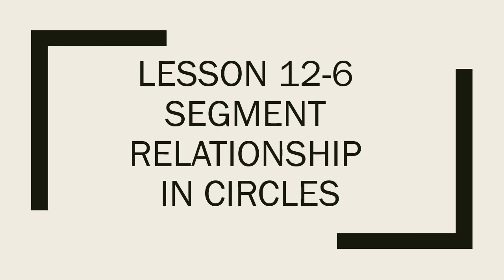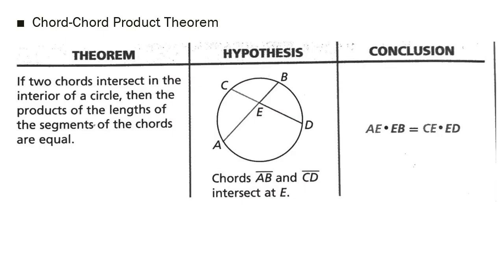All right, this is lesson 12.6, segment relationships in circles. All right, so the chord-chord product theorem. If two chords intersect in the interior of a circle, then the products of the lengths of the segments of the chords are equal.